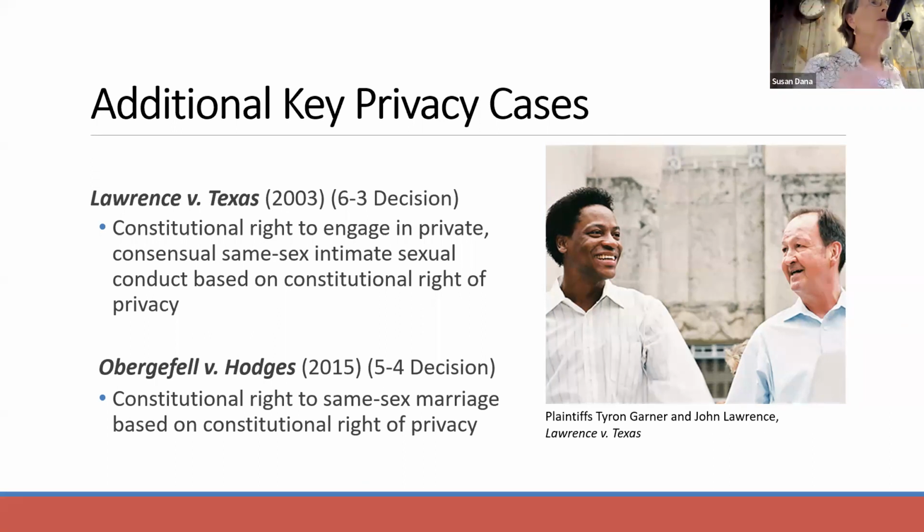And notice also that Griswold back in 1965 was a 7-2 decision. Loving was 9-0. Roe was 7-2. The majorities are getting smaller and smaller, and the dissenters are getting more and more. So this is why I say Dobbs was in no way a surprise, because you could see the majorities shrinking and the dissenters waxing.